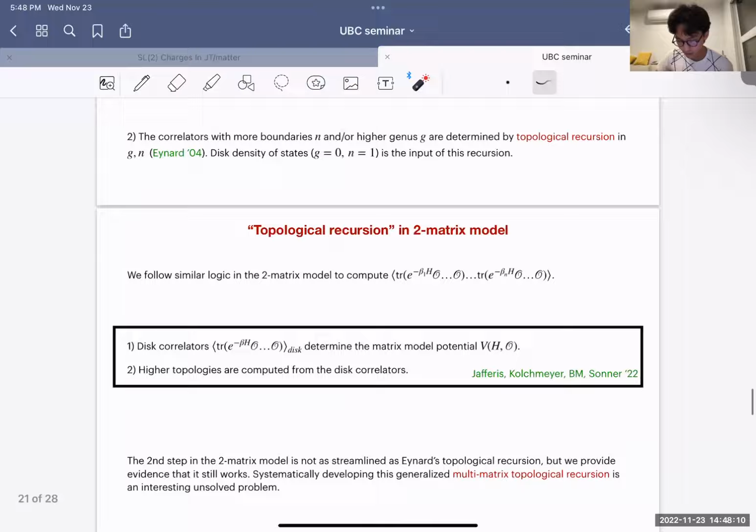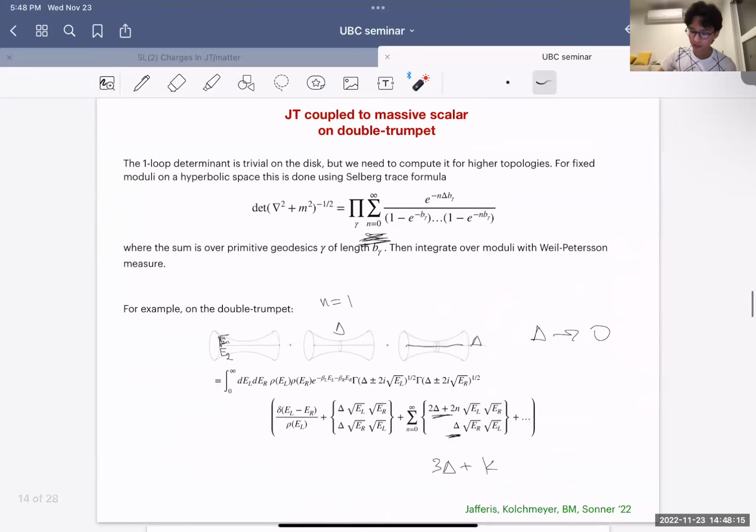You're asking about the double trumpet, basically, for example. Yes, in one matrix models, the double trumpet is universal, but in two matrix models, it's no longer universal because it really depends on your matter content and so on. In particular, in the matrix model, you don't reproduce the double trumpet from the disk. It's just the second input of the topological recursion. But in this case, we actually reproduce this double trumpet, with insertions, from the disk amplitudes, right? And disk amplitudes are not universal in the sense you mean. So here it's slightly different. Okay, thank you.